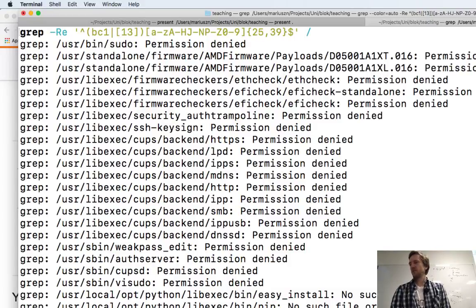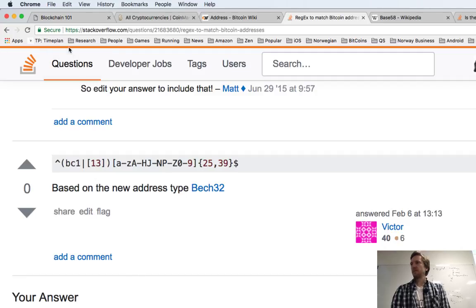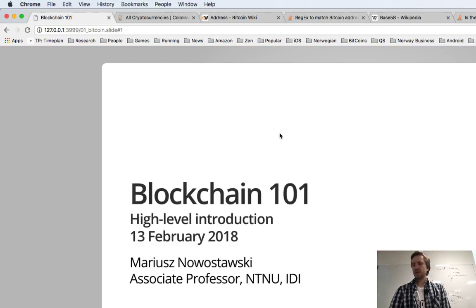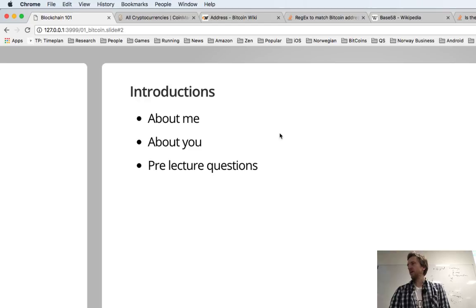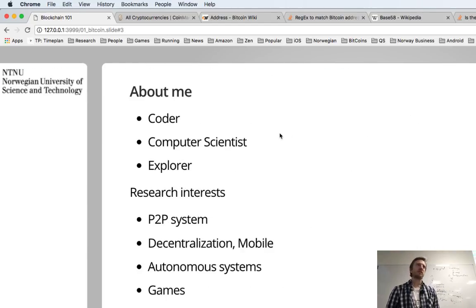All right, so while it's doing the task, let's talk a little bit about me and then about you. So I'm a lecturer here. I'm a computer scientist. I work with the computer science department, but I do some projects on cryptocurrencies with the cybersecurity department. So I'm involved with both. I work mostly on peer-to-peer systems and multi-agent systems and autonomous systems.